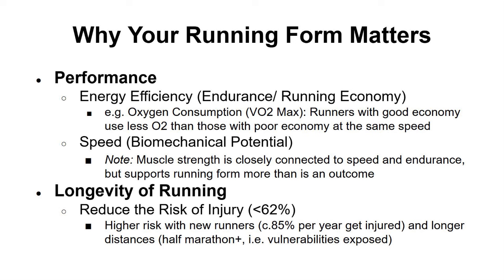At a performance level, research and just experience can affirm that the better your form is, the better the systems in your body are working, especially when it comes to economy or endurance. One thing that's been studied a bit more is oxygen. How is oxygen processed in the body, measured by VO2 max? Runners with good economy tend to use less oxygen than those with poor economy. Optimizing your form is helping all the systems internally also work at their best.